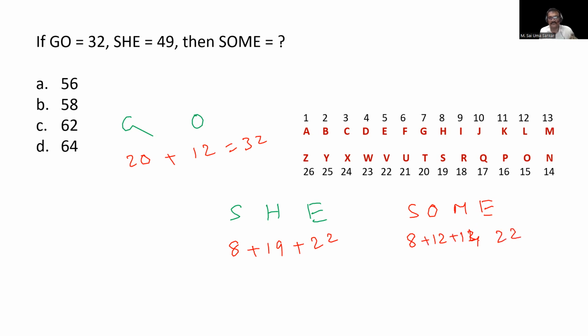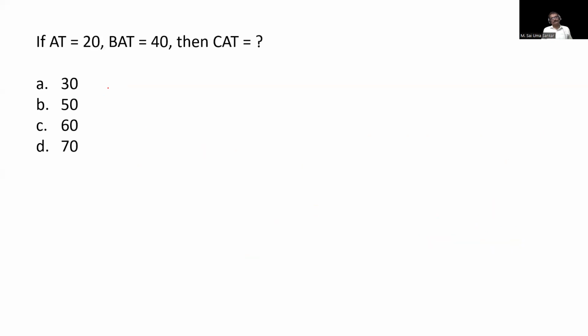Now, what is the sum? 8, 20, 36, 38, and 58. Option B is the correct answer. Here, it is the sum of the place values from your right hand side. Okay, that is the logic behind this question. Next, go to the next one.